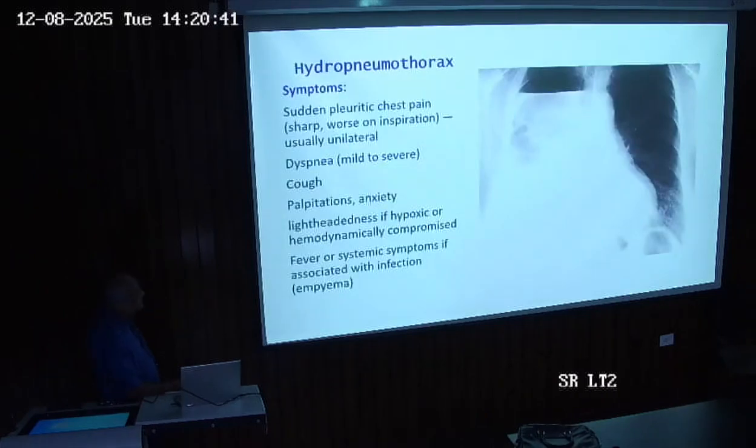Now this is a picture of effusion plus an air level. This is what is known as hydropneumothorax, so air and fluid. Symptoms include sudden pleuritic chest pain, which is sharp, worse on inspiration, usually unilateral, dyspnea, cough, palpitation, anxiety, lightheadedness, and fever or systemic symptoms if it is associated with infection. So empyema can be there.